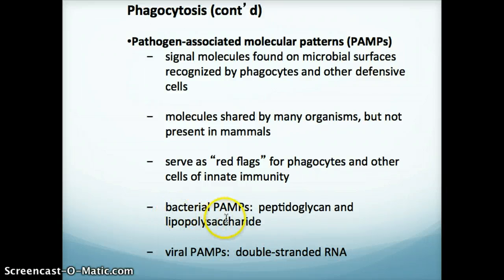So in bacterial PAMPs, or bacterial pathogen-associated molecular patterns, mainly we look for peptidoglycan and lipopolysaccharides, which are found in bacterial cell walls but not found within the host cells. And then for viruses, the viral PAMPs are double-stranded RNA, because naturally occurring double-stranded RNA are found in viruses but not in mammals. So these are those pathogen-associated molecular patterns, or PAMPs, that these cells are looking for. So they're looking for something foreign.